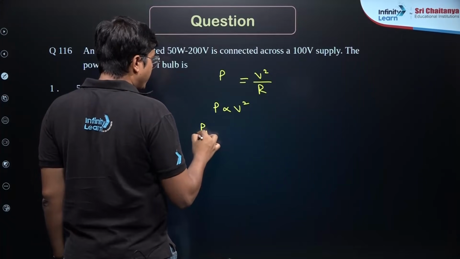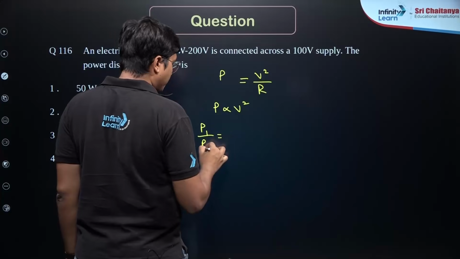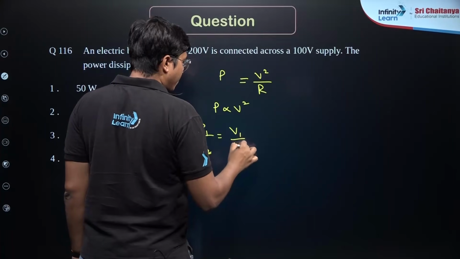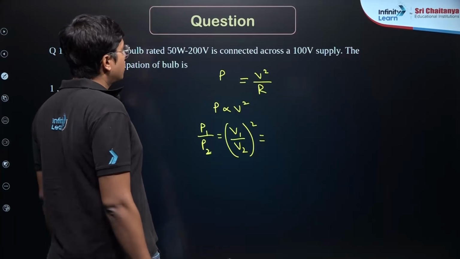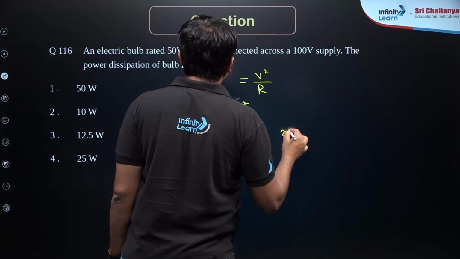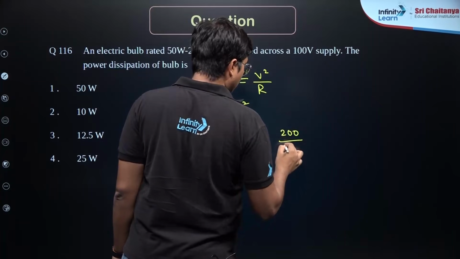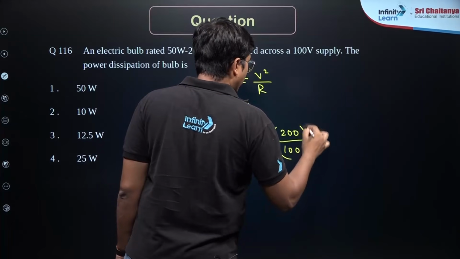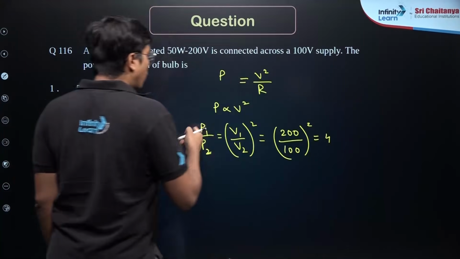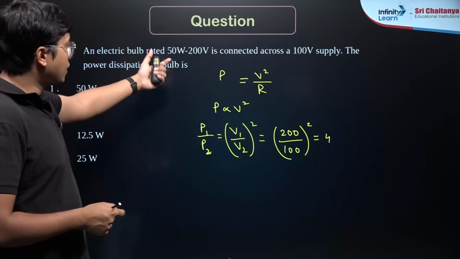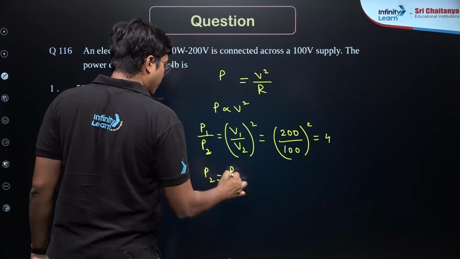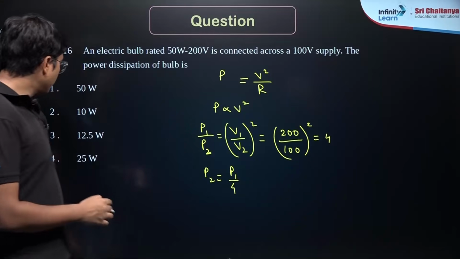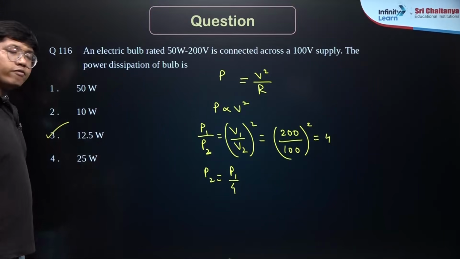So P1 by P2 is V1 by V2 whole squared. V1 by V2 is, the original was 200, this is 100, whole squared. That's basically a 4. Now originally when it was 200, it was 50. So P2 then is P1 by 4. So it's 50 by 4. The answer is 12.5. Option 3.